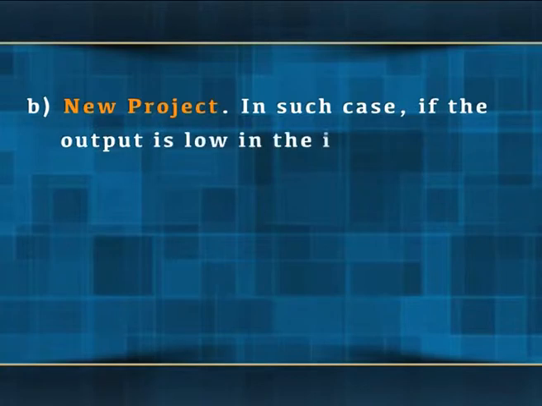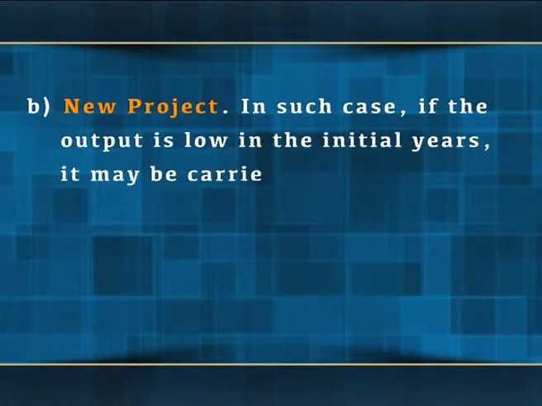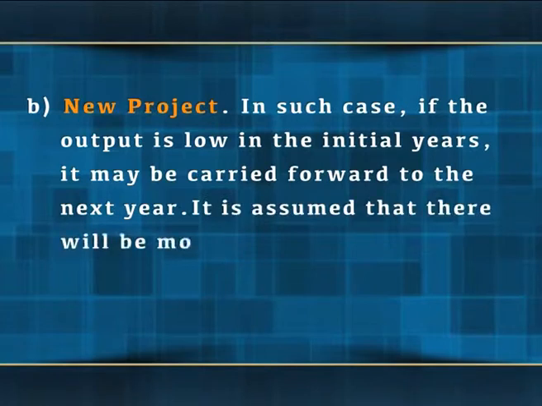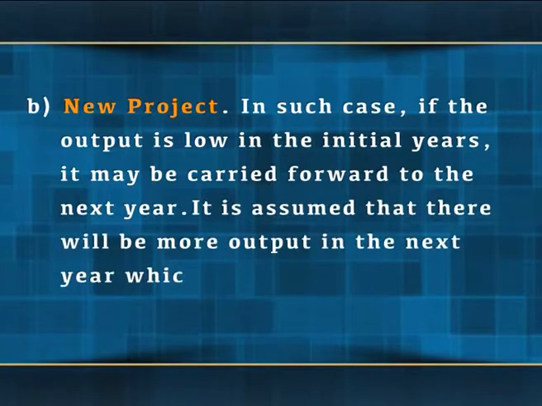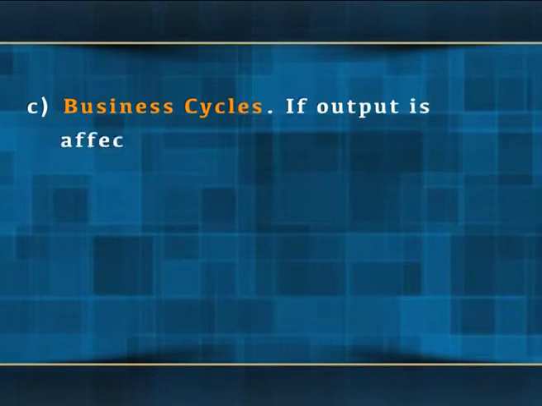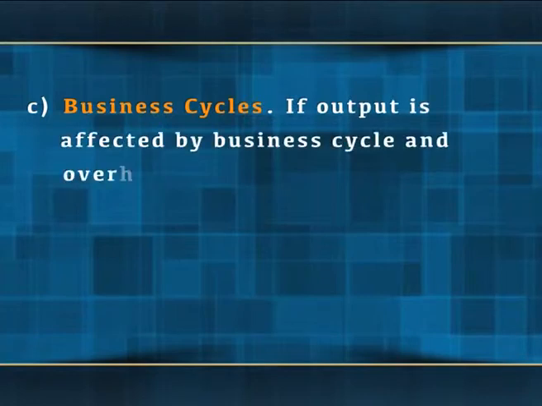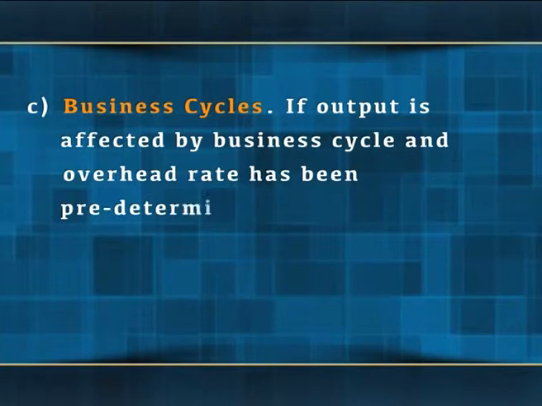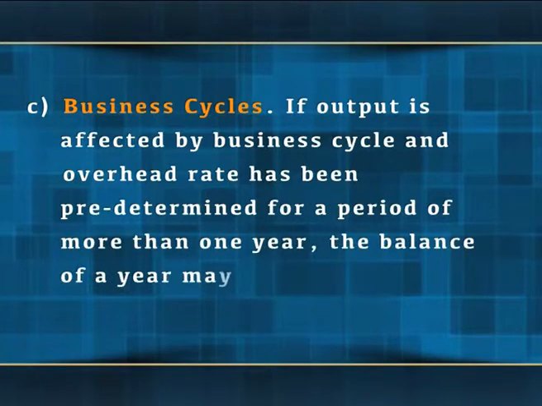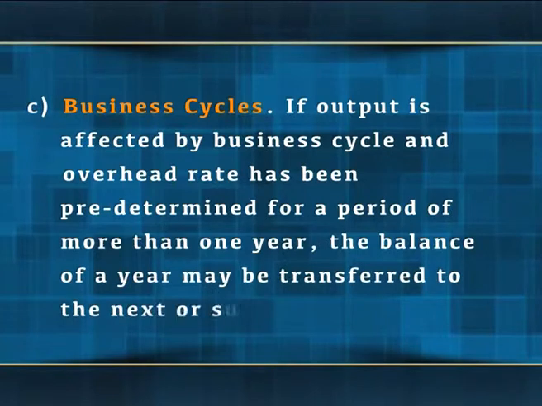B, new project. In such cases, if the output is low in the initial years, it may be carried forward to the next year. It is assumed that there will be more output in the next year, which will absorb more overheads. C, business cycles. If output is affected by business cycles and overhead rate has been predetermined for a period of more than 1 year, the balance of a year may be transferred to the next or subsequent years.